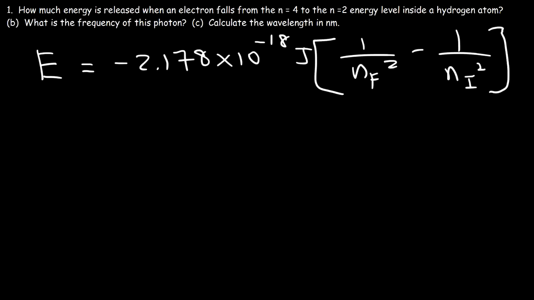N initial is the original energy level, which is the fourth energy level. N final is where the electron is going to. That is the second energy level. So all we need to do is plug those numbers into the equation, and we can find out how much energy is released from an electron within a hydrogen atom. So let's go ahead and do that.